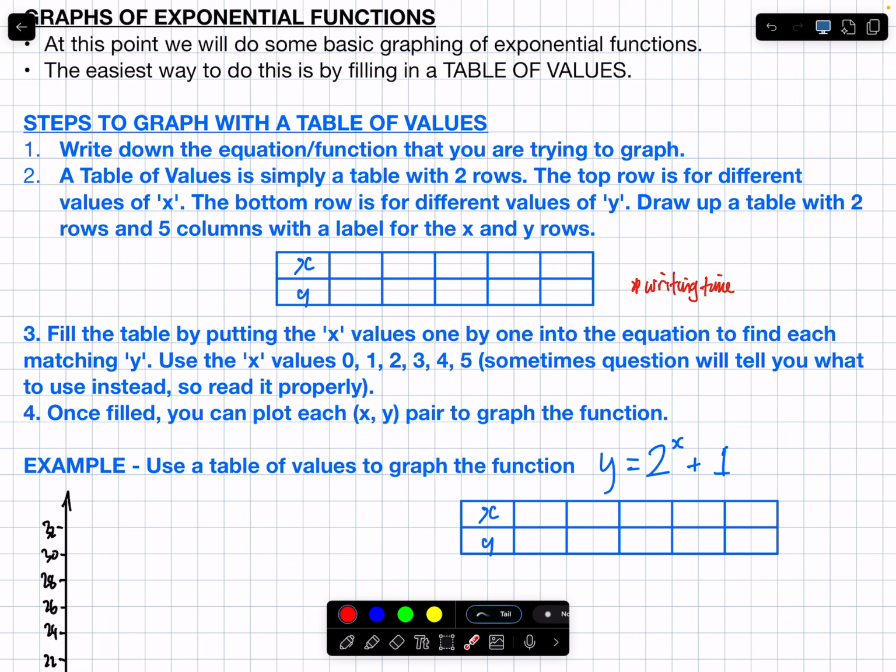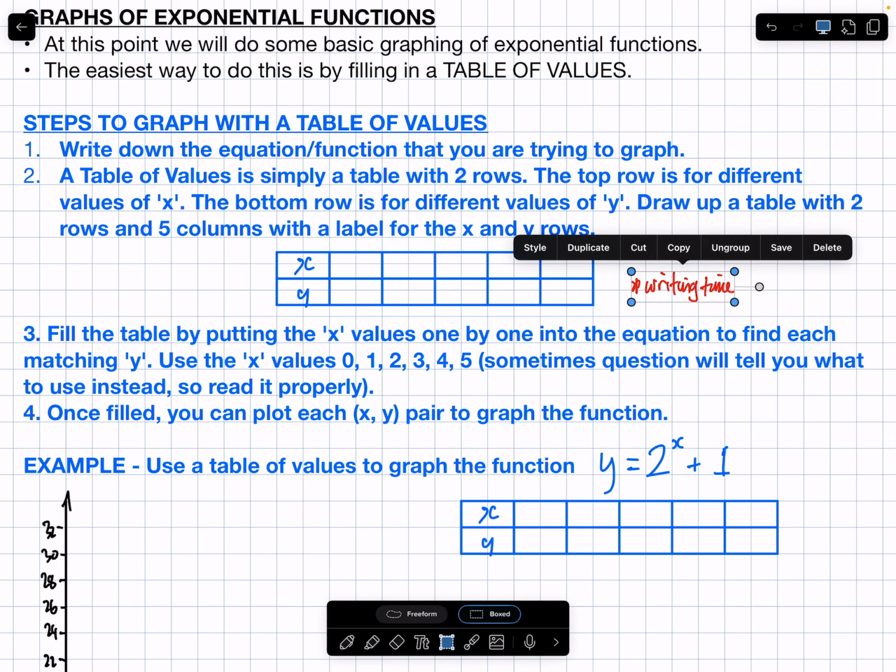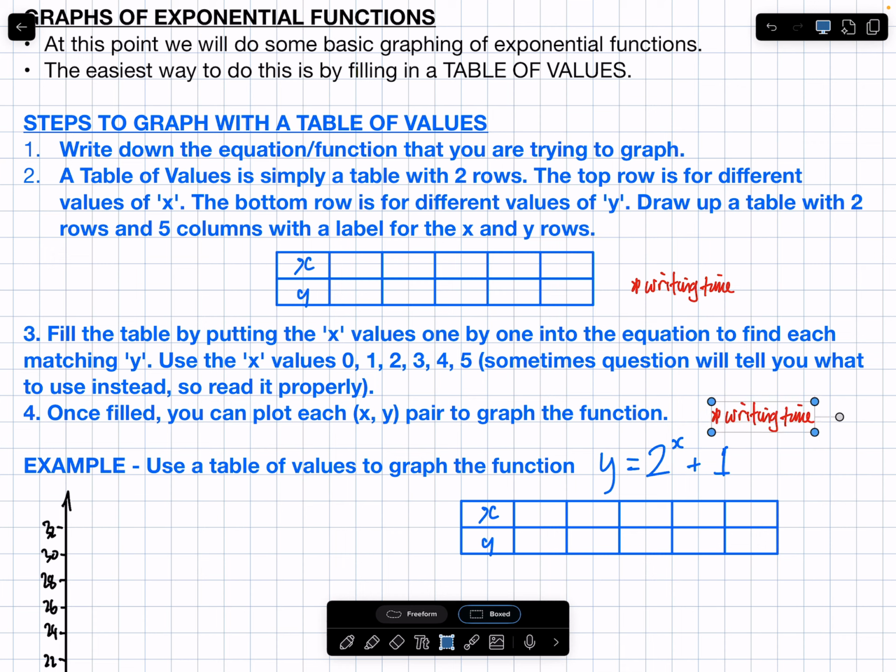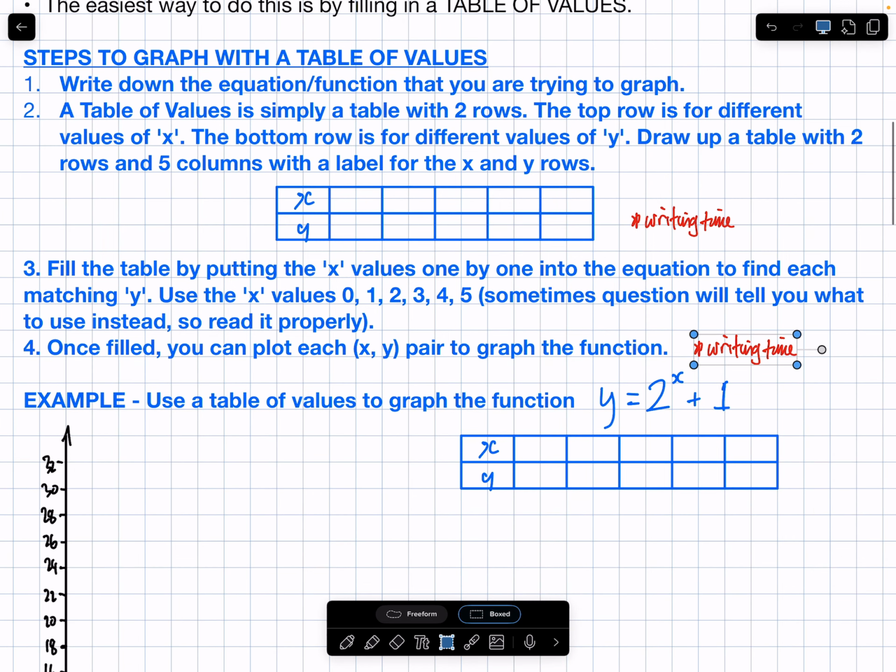And step 4, once you filled in the table, you can plot each coordinate to graph it. Again, that won't mean much until we actually do it together. So can you write the 4 steps, and then I will show you how the 4 steps work.